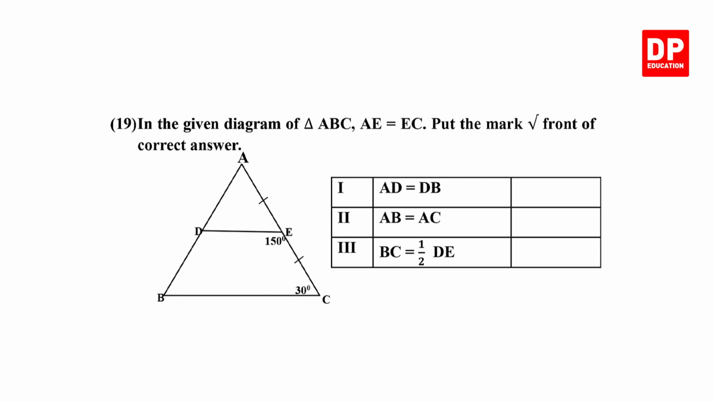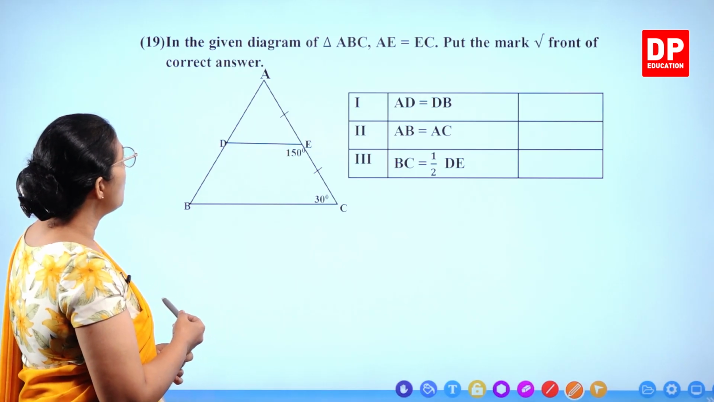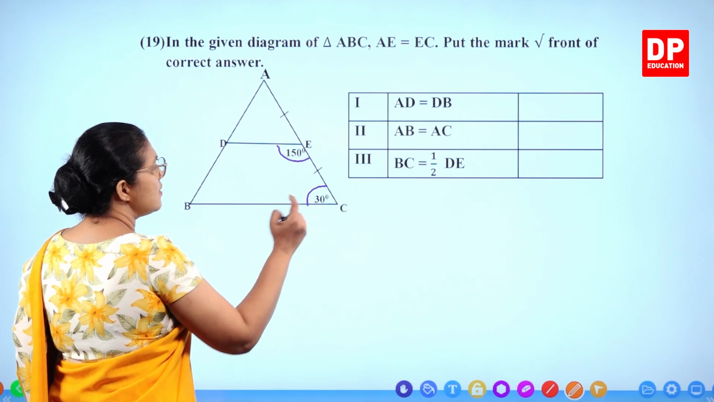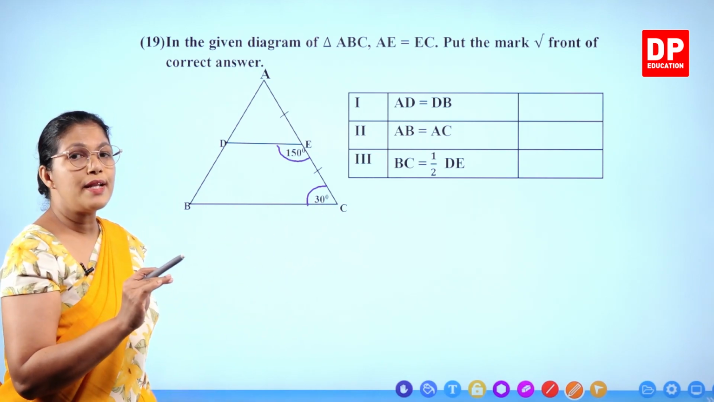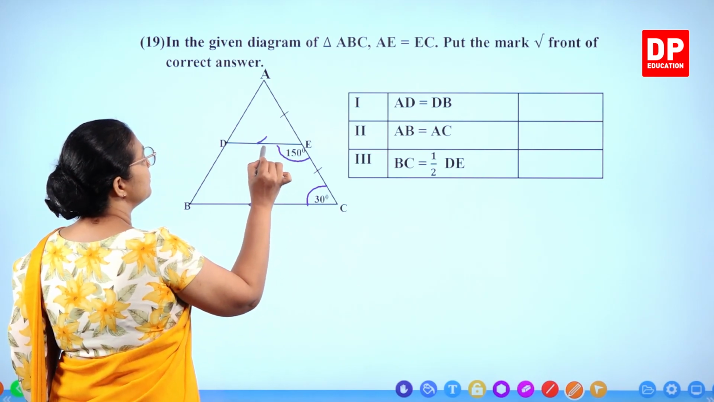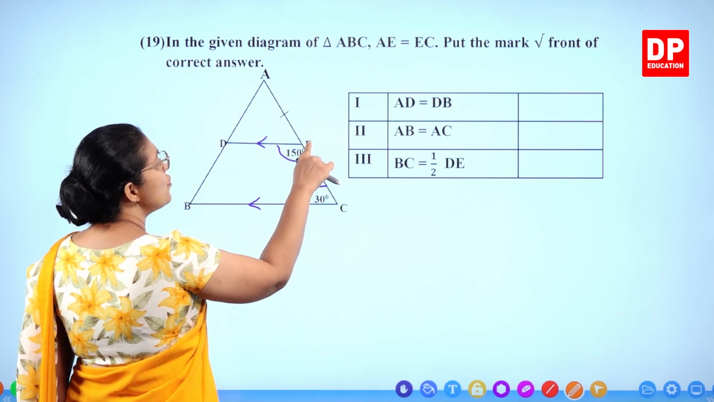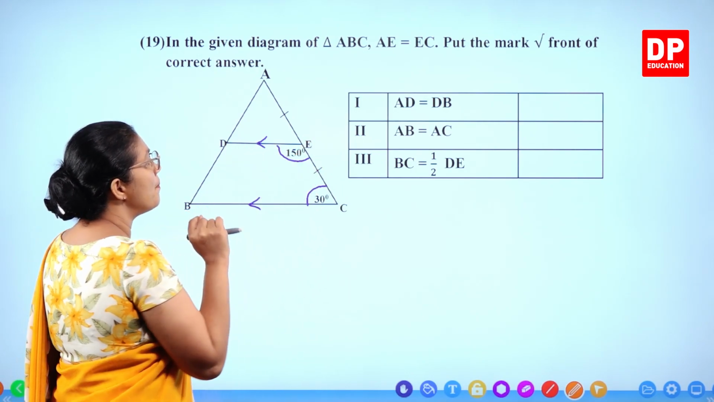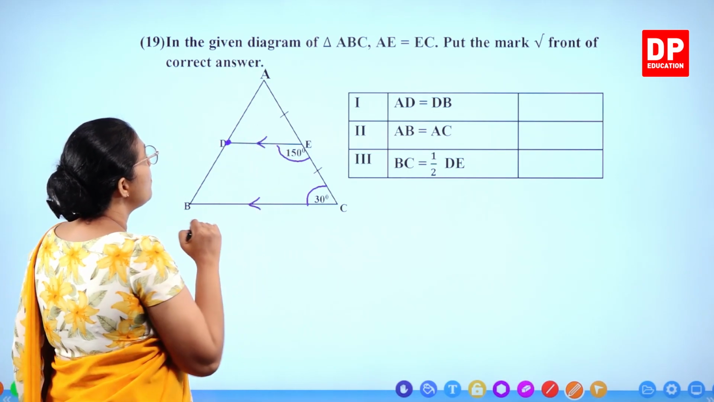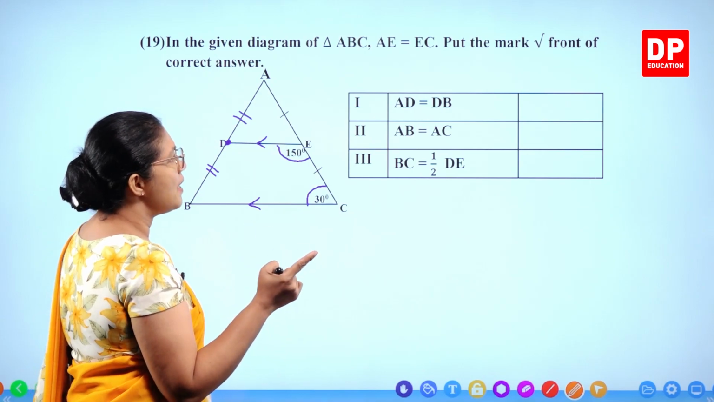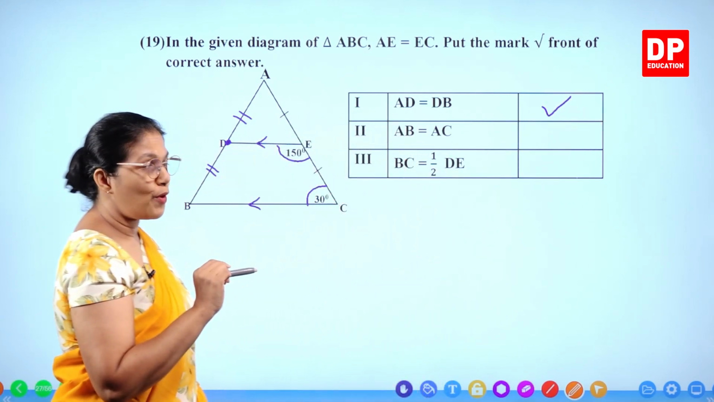Question number 19. In the given diagram, ABC triangle, AE is equal to EC. Put the correct sign in front of the correct answer. AD equals DB. So when you add these two angles, we can see that's 180. Allied angles add up to 180. That means the two lines are parallel. These two lines are parallel. Now, according to the converse midpoint theorem, what can you say? When you draw a parallel line to the third side from a midpoint, the other side also bisects. So D is the midpoint. So AD is equal to DB. That's correct, according to the converse midpoint theorem.